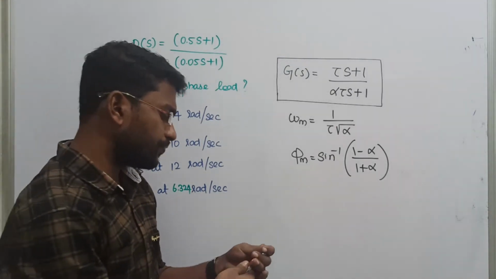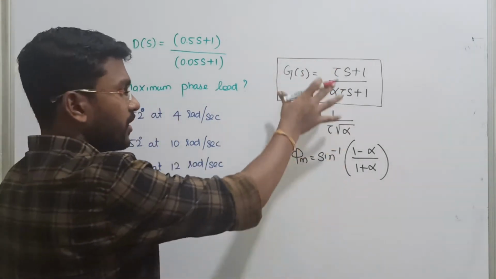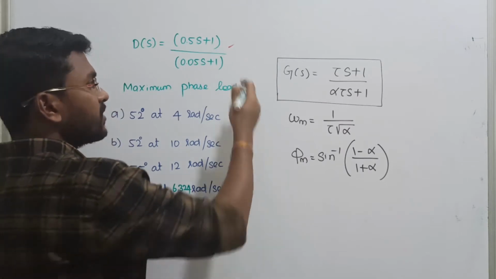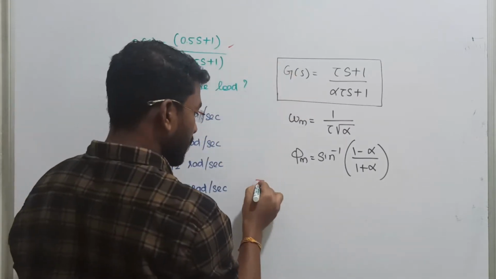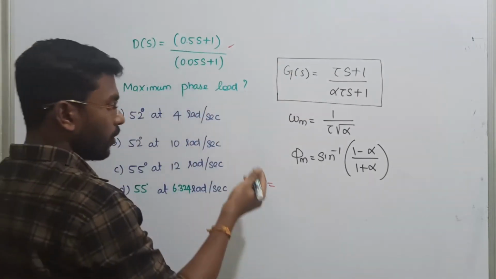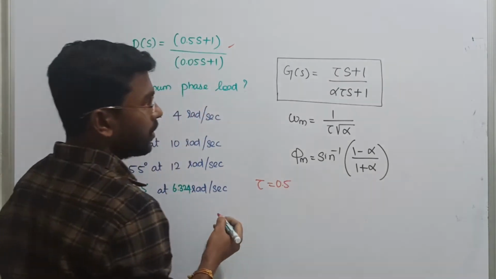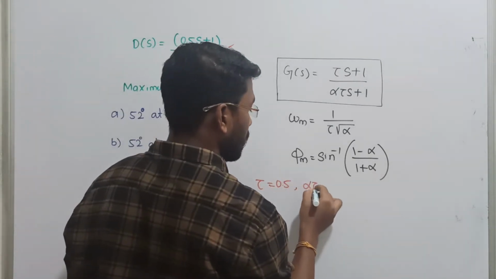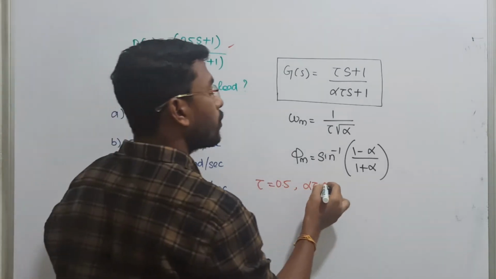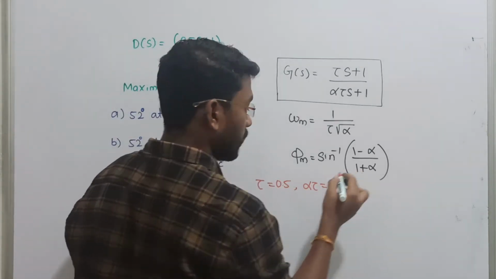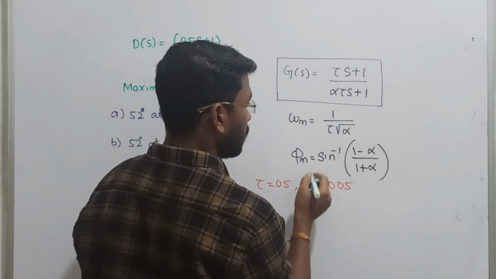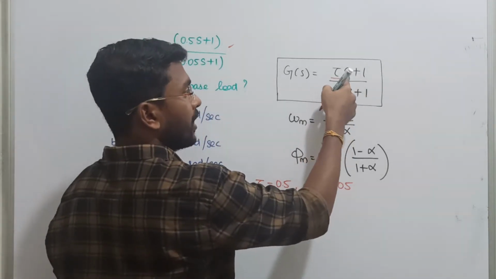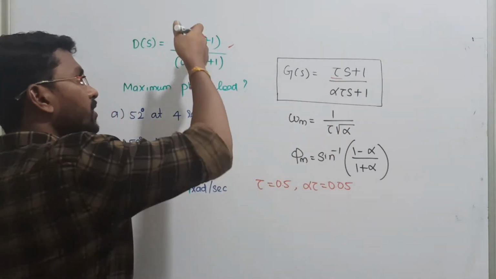This is the general definition, and the given system is here. Just to compare these two, from this I can say the value of tau should be equal to 0.5, and alpha into tau should be equal to 0.05. Just to compare tau, here tau is plus 1, that is the general system, and this is the given system.